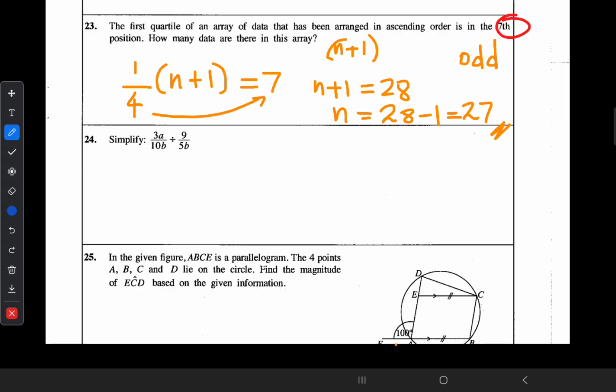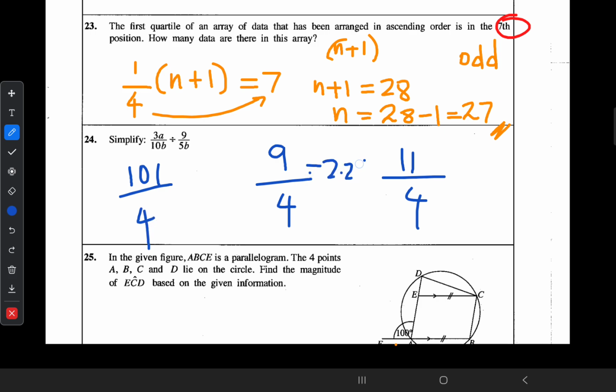Because think about it, if I divide an odd number by an even number, for example 9 divided by 4, or 11 divided by 4, or 101 divided by 4, in these cases you will have decimal answers, like 2.25 or 2.75. Likewise, the number of data should be a whole number. Always that should be an integral value.